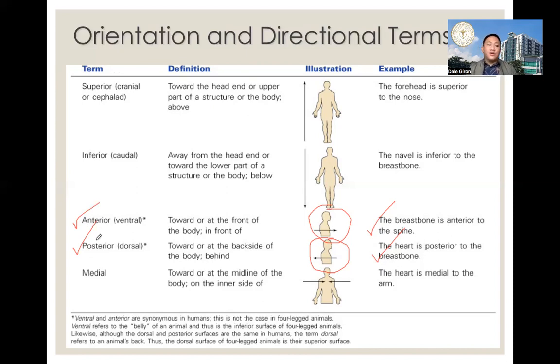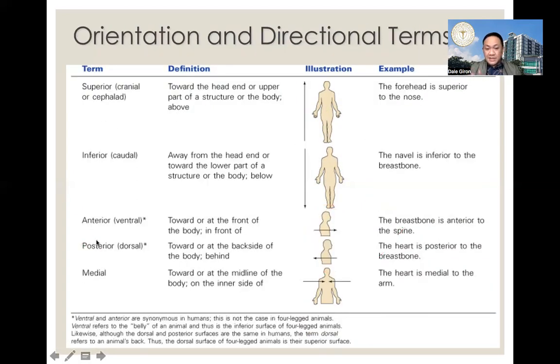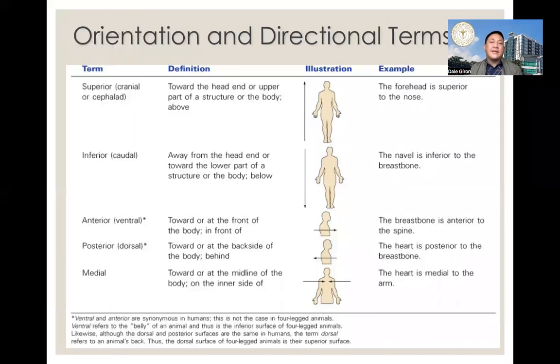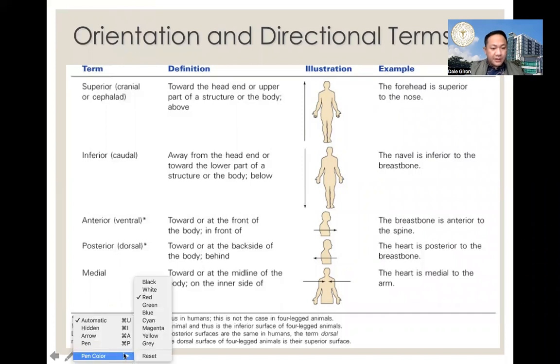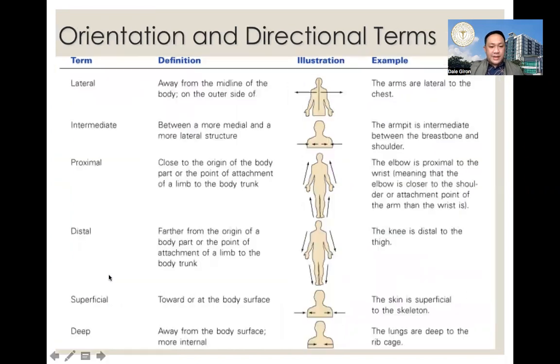Now, let's go now to the next two terms. Okay, sorry, magkaiba na ng slide. So, next. Okay, let's go now to the medial and the lateral. Okay, so let's first discuss the medial. So when we say medial, this is toward or at the midline of the body. So papunta sa gitna. Okay? When you say lateral, lateral naman is away from the midline or papunta sa labas or palabas. That's the medial and lateral.